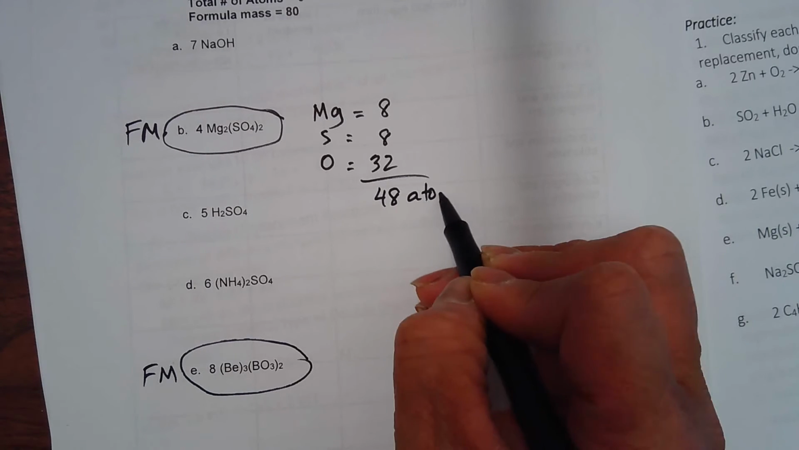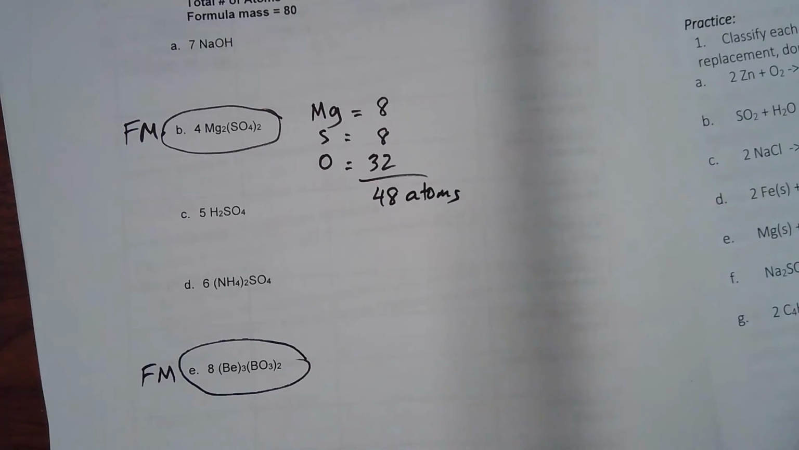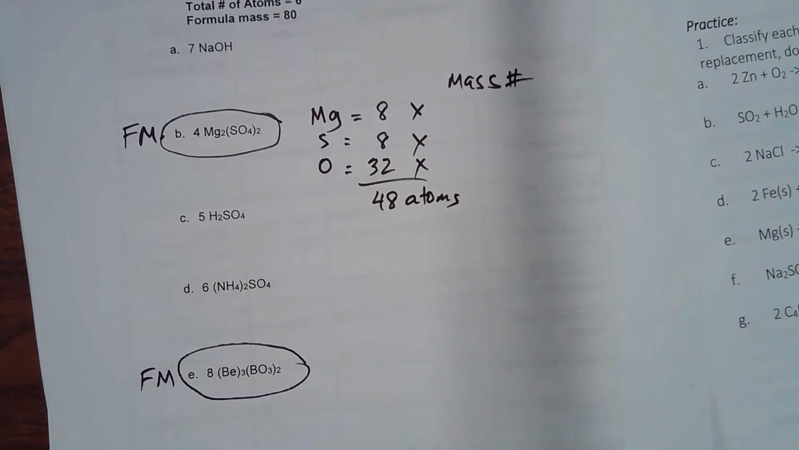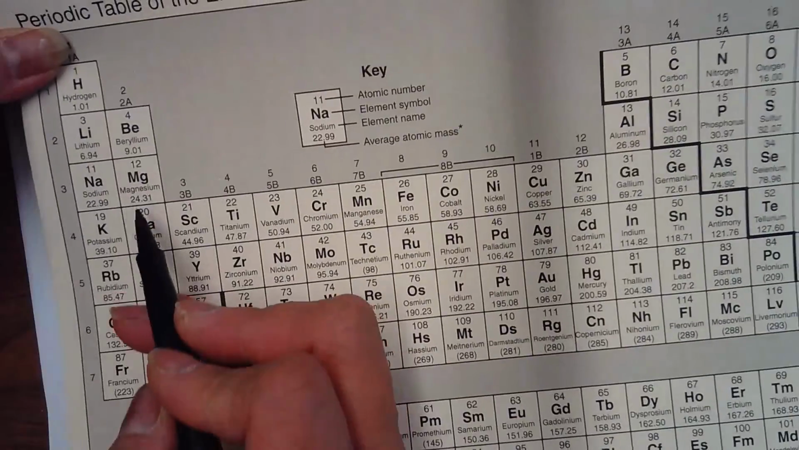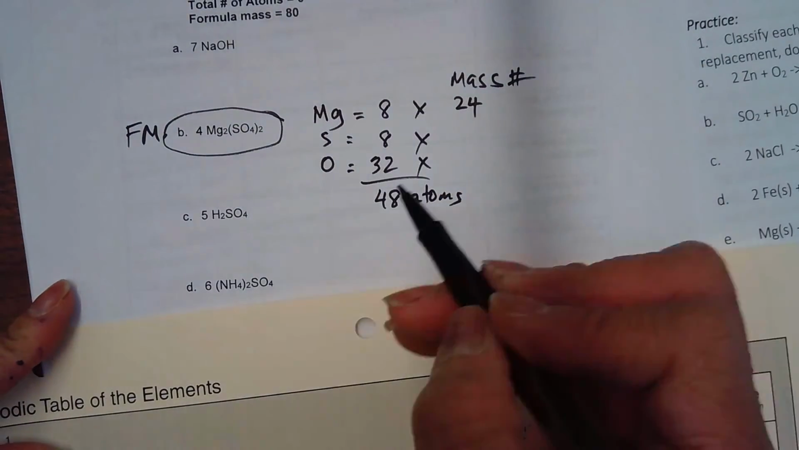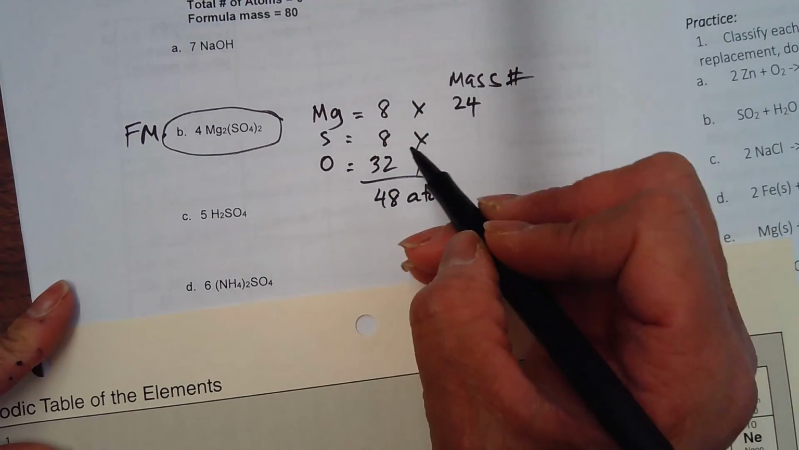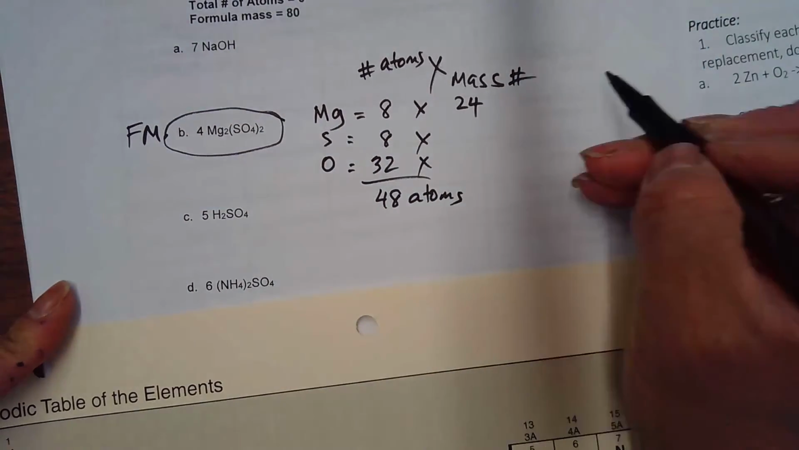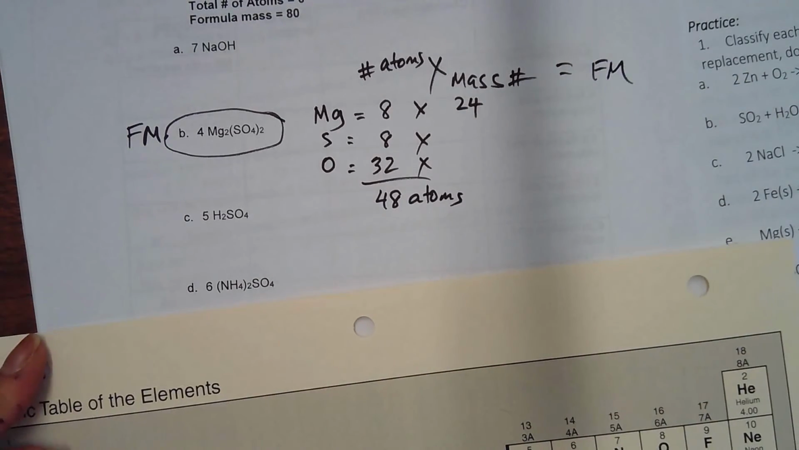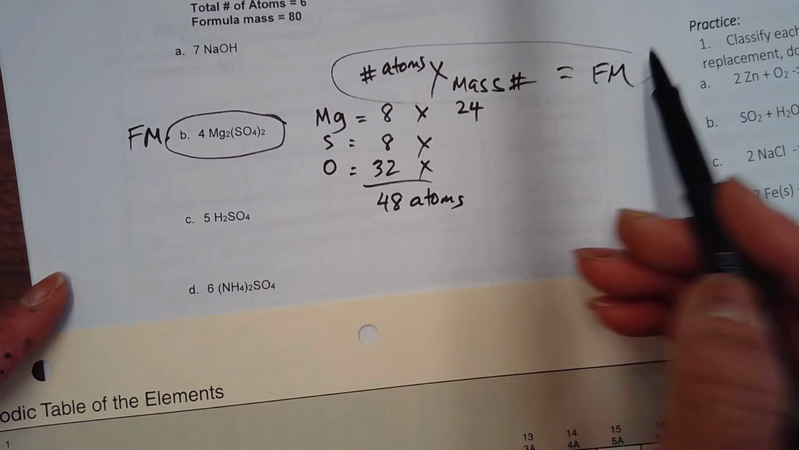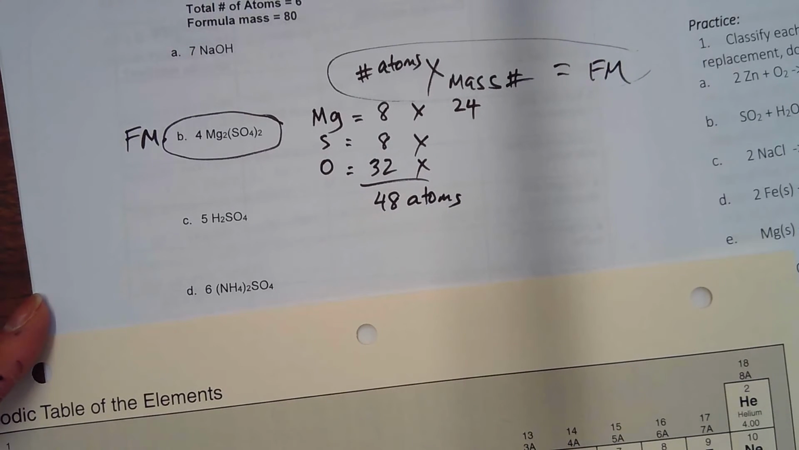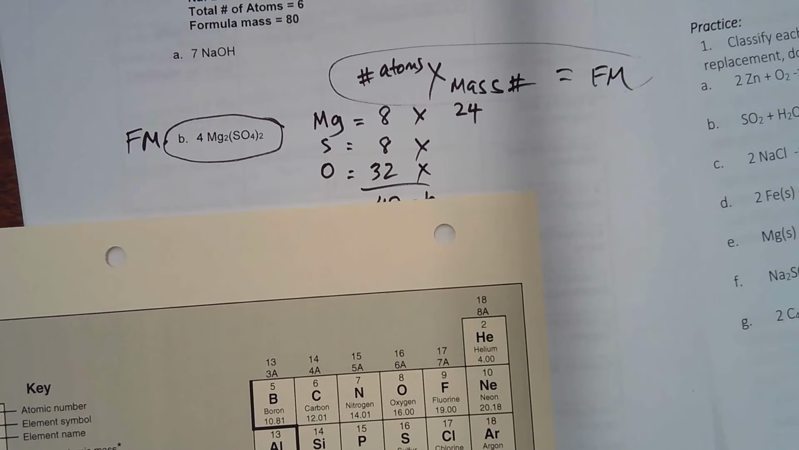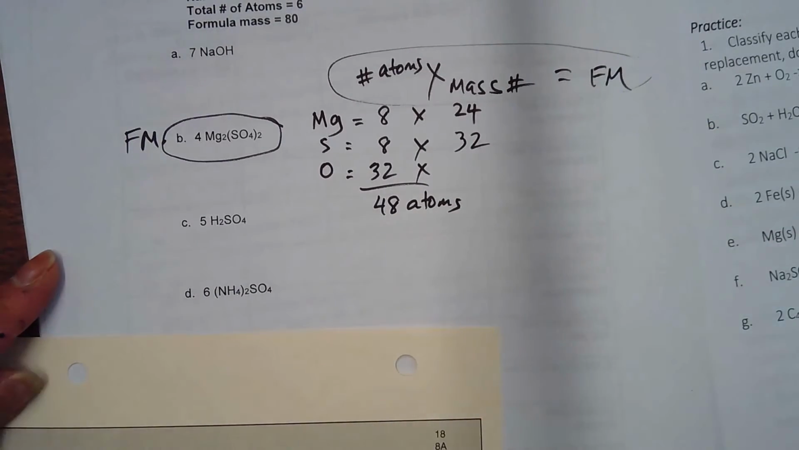48 atoms. Now, to calculate the formula mass, you're going to multiply them by the mass number. Okay, so we look up magnesium is 24. This is the formula basically: the number of atoms multiplied by the mass number is the formula mass. That's how you do it. So if you want to remember that, you take the number of atoms times the mass number. Sulfur is 32, and then oxygen is 16.